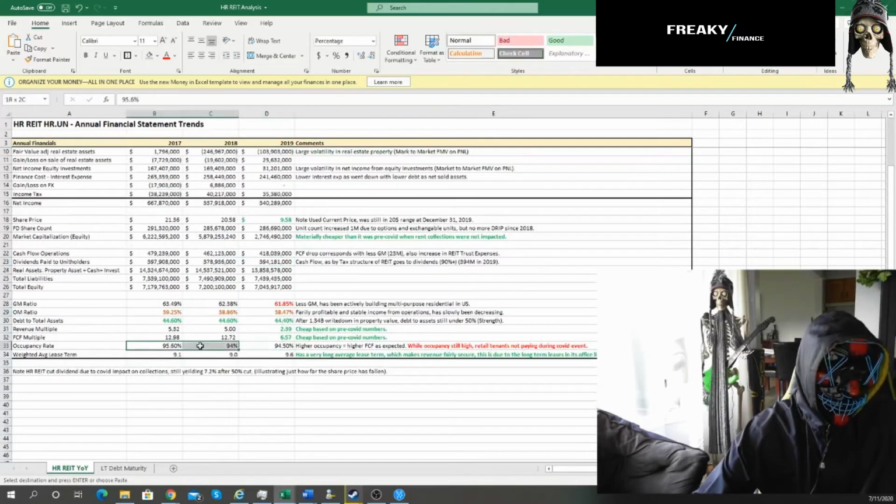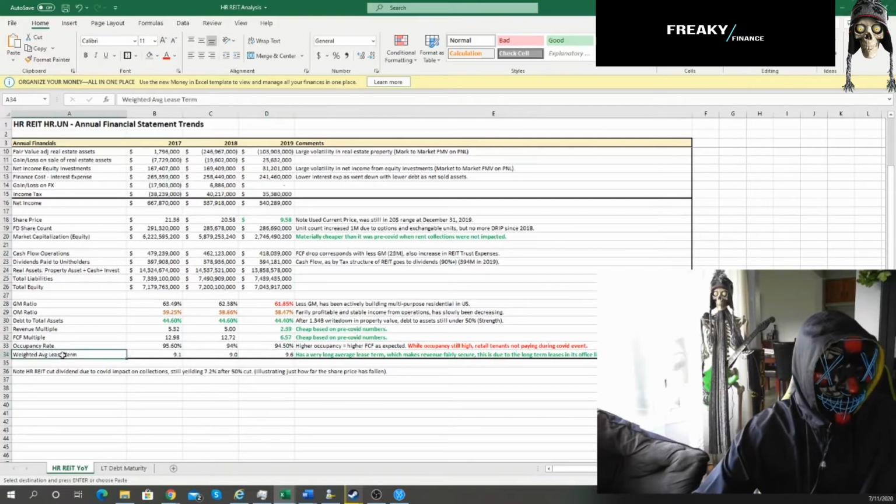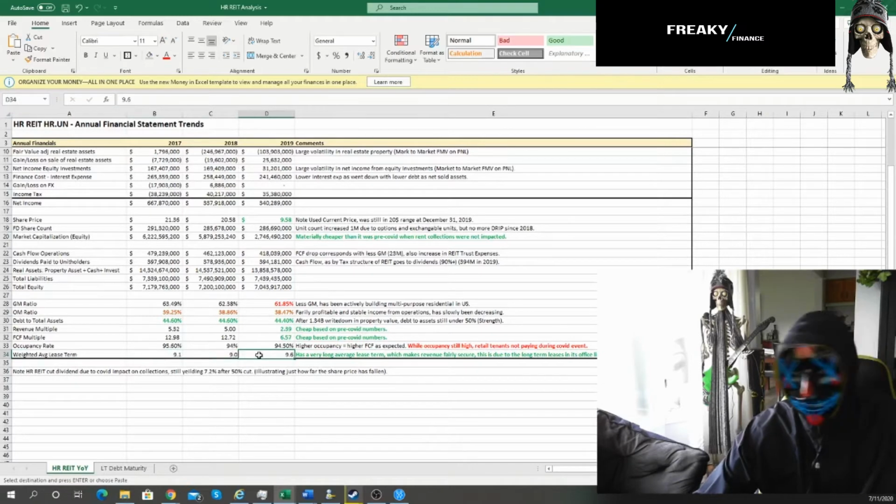Anyway, you can see the occupancy rate was fairly high, at 94%. Still relatively high, but obviously some of their tenants aren't paying in the retail space. And their weighted average lease term is a strength here for H&R REIT. It's long, over 9 years, and that's specifically the office space and the oil and gas, especially. They have some long-term leases with Cenovus and Encana, or Ovintiv now.